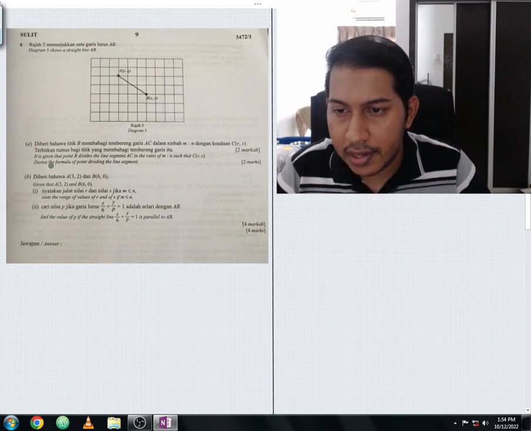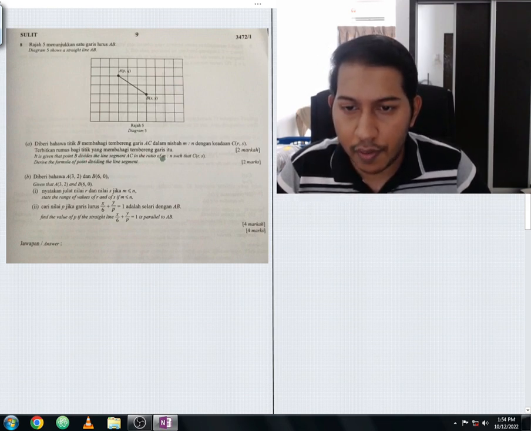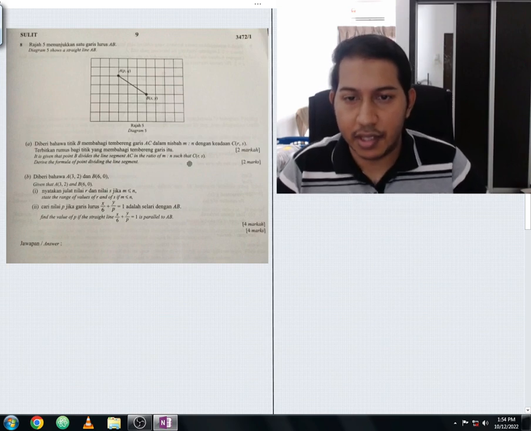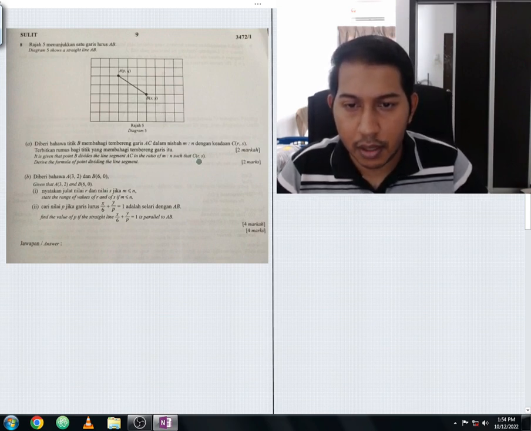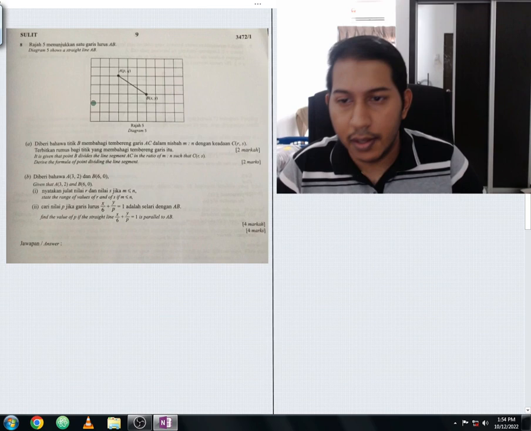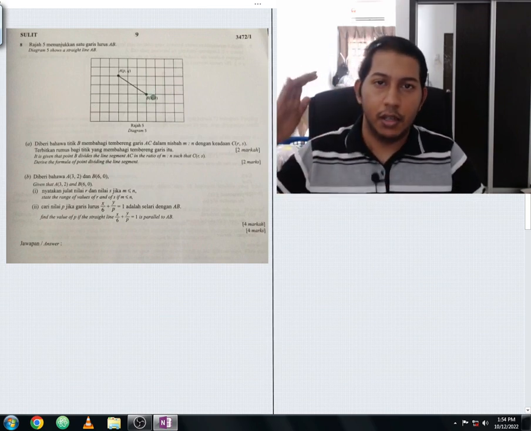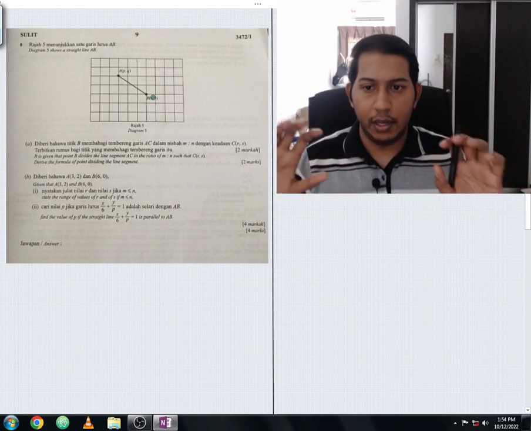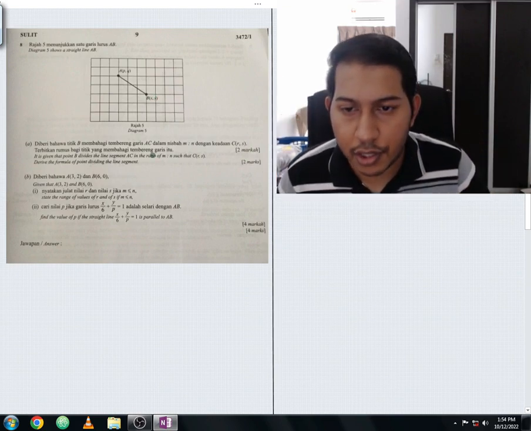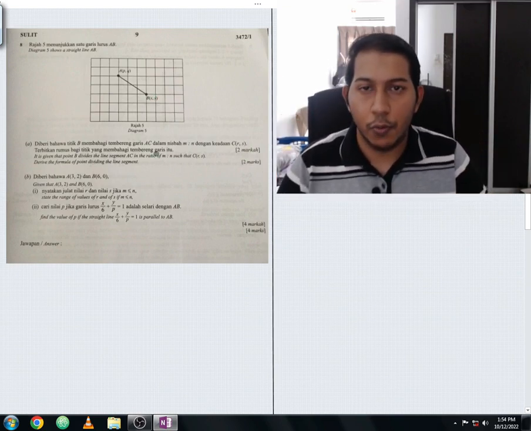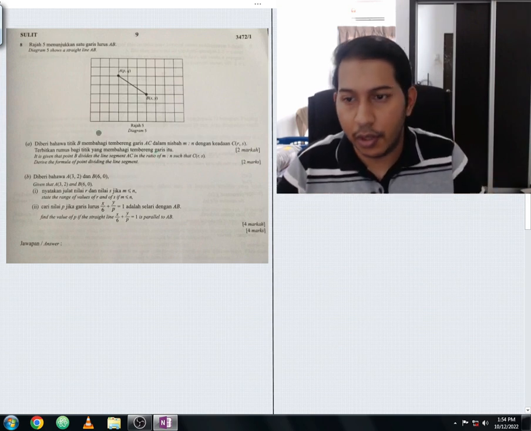Part A. It is given that point B divides the line segment AC in the ratio of m:n such that C has coordinates RS. So literally the point B is dividing between point A and point C in a particular ratio, in the form of ratio m:n. So we need to derive the formula. That is for the question part A.